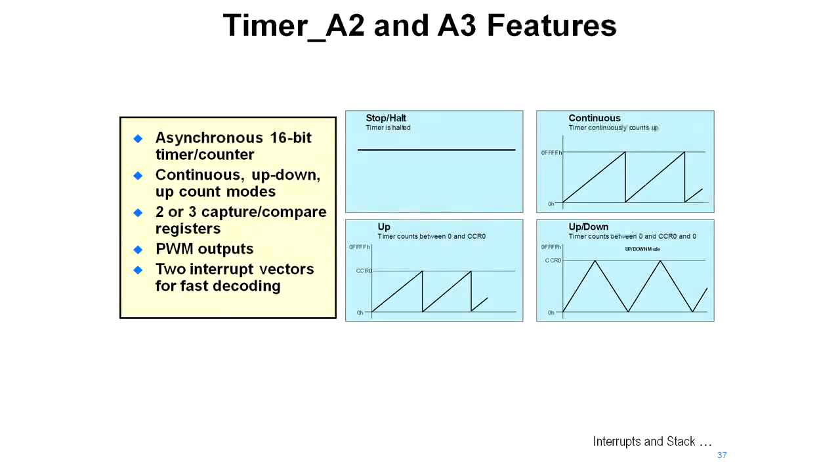Now, both of these timers are capable of doing simple PWM. If you need to drive an LED, change the brightness of an LED, or if you want to drive a servo motor or something like that, that's very straightforward to do with this timer. And if you look in the code examples available on the TI MSP430 website, you'll find code that does exactly that. There are 2 or more interrupt vectors for fast decoding on these timers. Also bear in mind that some of the parts not only have 1 timer, but 2 timers, so you can get multiple interrupts on this.